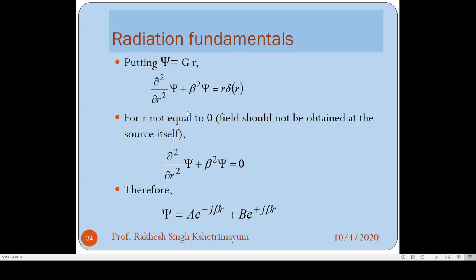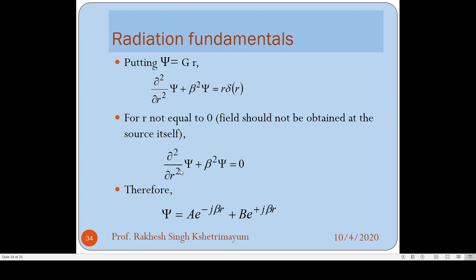But now we are not interested in finding the fields at r is equal to 0. At r is equal to 0, we have a source. At the source we don't want to find the fields. We usually find the fields slightly displaced from the source. So now r is no longer 0. R will be not equal to 0 in that case, because source is located at r is equal to 0. In that case, delta function will always be 0. So the right hand side here, r delta r will be always 0 for the fields which we want to find.